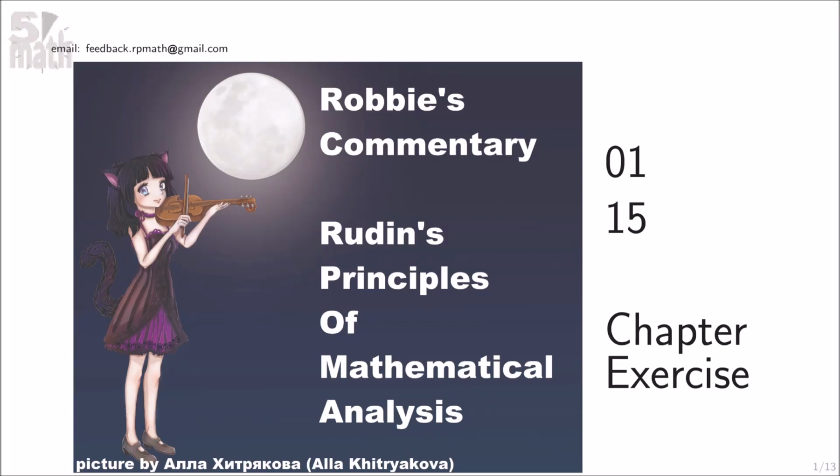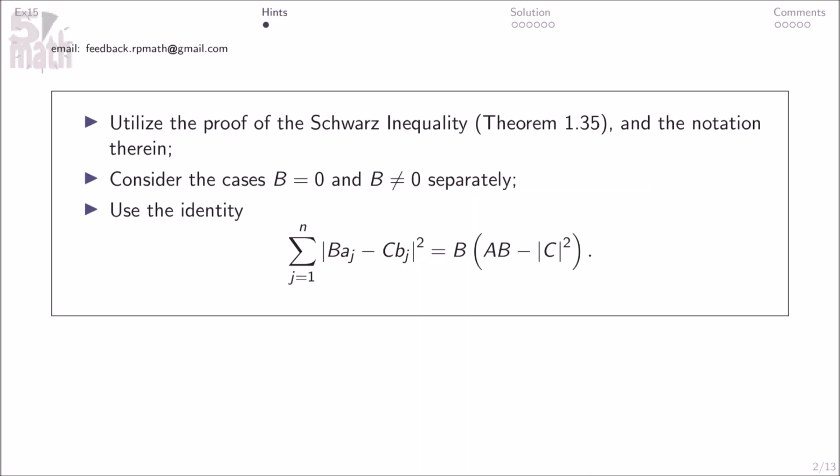Chapter 1, Exercise 15. Utilize the proof of the Schwarz inequality, Theorem 135, and the notation therein. Consider the cases b equals 0 and b doesn't equal 0 separately. Use the identity here.